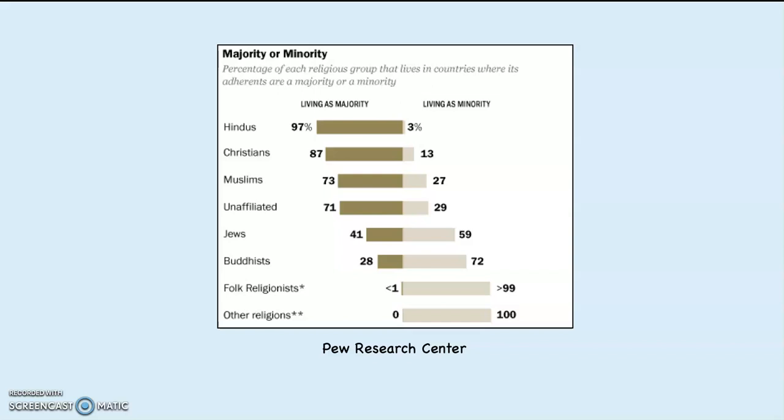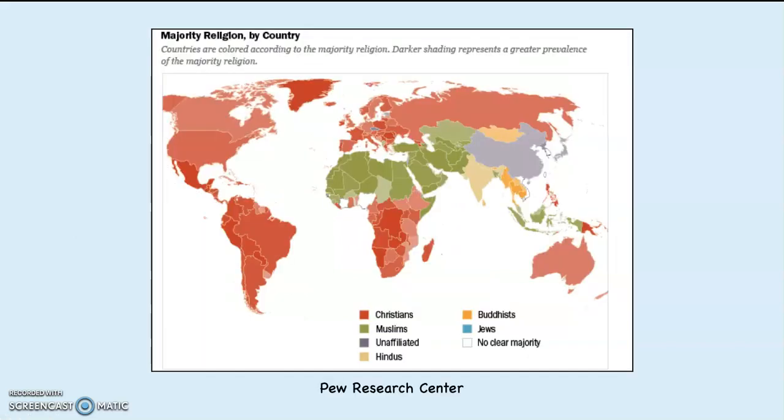Now you might say, what about the state of Israel? More Jews live outside of the state of Israel than live in the state of Israel. And then you can see Buddhists, folk religionists, and other religions as well. Take a look back at this map. Once again, you can see the kind of distribution of this. And I want you to notice both the unaffiliated with China, and then in South Asia, what's happening with Hinduism.